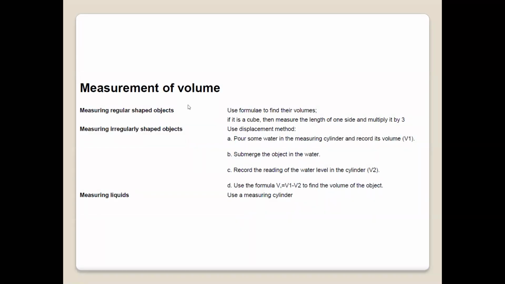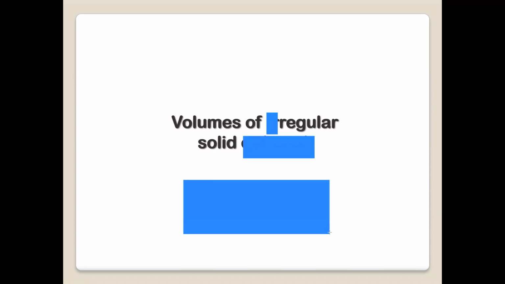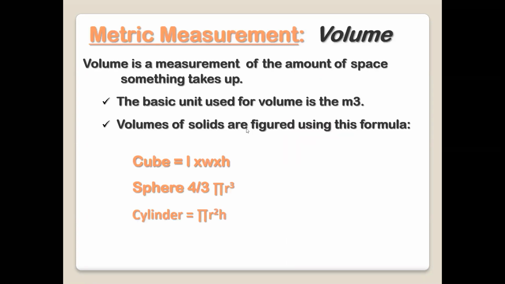Then for regular objects, how can we find the volume? First it was irregular, but now if it is regular, you can simply use a formula. For example, if it's a cube, then it is length multiplied by width multiplied by height. You have to memorize these formulas. If it is a sphere, it is 4 by 3 pi r cube. And if it's a cylinder, it is pi r square h.